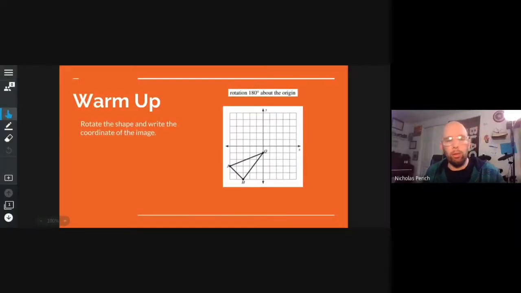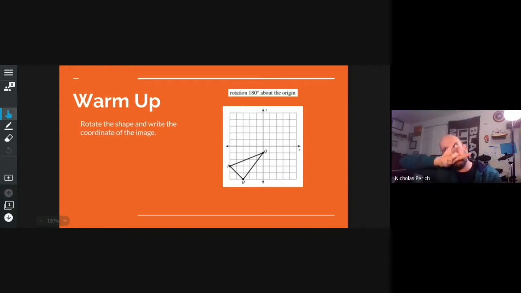Like I said before, the way you rotate is you take a paper and you actually spin it around. Well, I can't do that here. So what I'm going to try to do is have you understand what's going on.